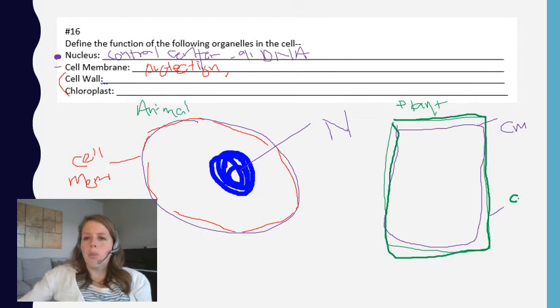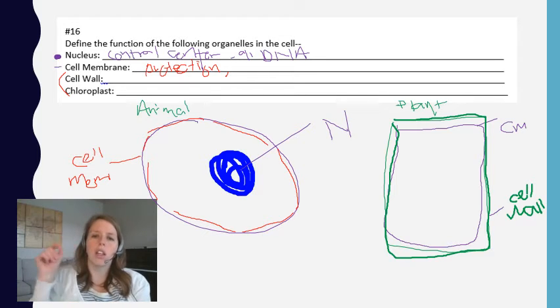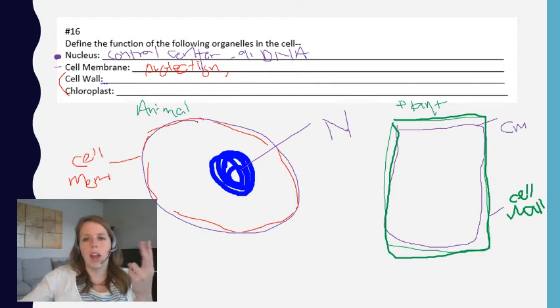It's an extra protective layer because guess what, guys? Plants don't get to come inside and eat snacks and sit by the fire, right? So they have an extra layer of protection that keeps the water storage in, and it also is like insulation. So a plant cell has two: it has the cell membrane and the cell wall.